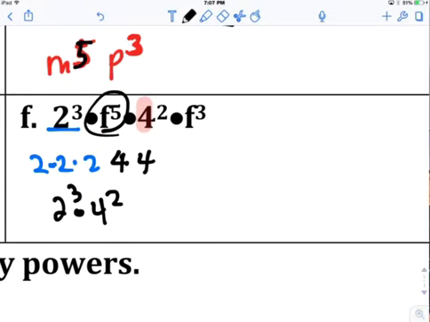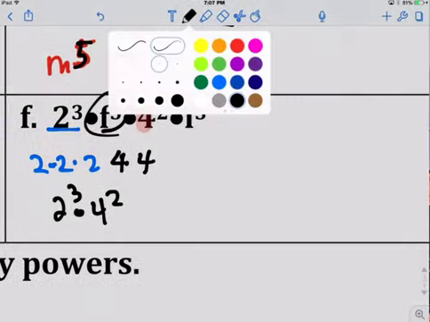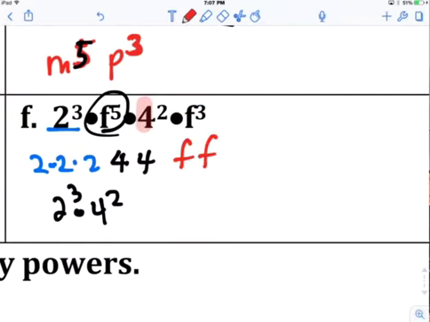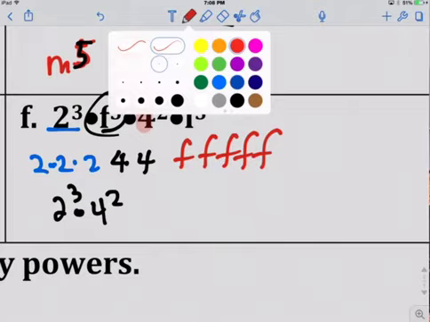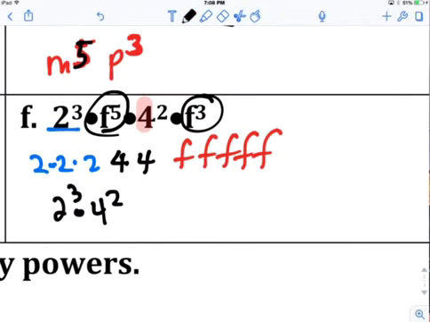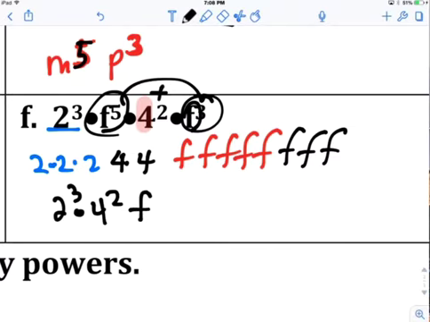Now the F's you can, because look, if you write it F 5 times, 1, 2, 3, 4, 5, and then 3 more F's right here, 1, 2, 3, they're all F's. They're the same. When the bases are the same, you can add the exponents together. So you get F to the 8th. 1, 2, 3, 4, 5, 6, 7, 8, right? And that's your answer.